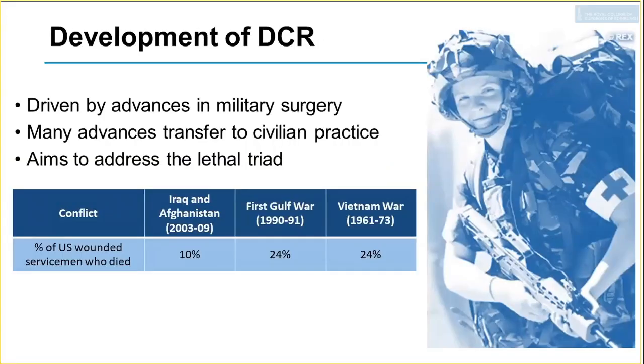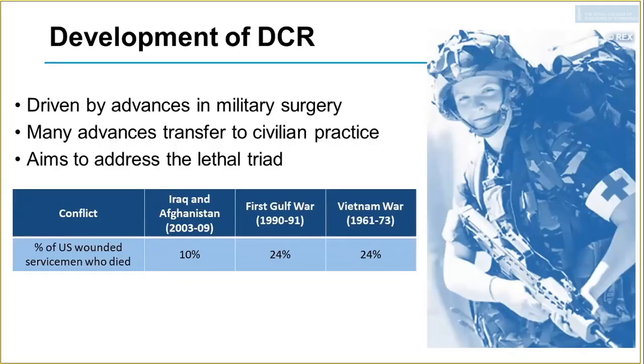Now, a lot of this has been driven by developments in military surgery. Often many advances recently have transferred into civilian practice. Just to give you an overview, if you look at the mortality from pretty much any major conflict up to and including the first Gulf War, if an injured soldier reached a forward aid station or reached medical care, they still had a 24-25% mortality. Okay, you had a 1 in 4 chance of dying, even if you managed to reach medical care.